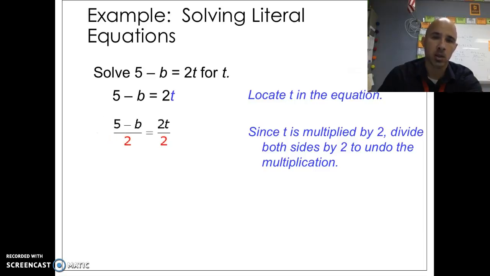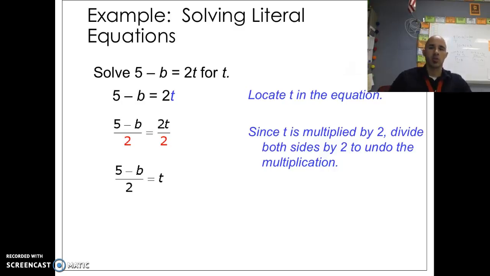So one side, you have (5 minus b) over 2, and then the other side is the 2 divided by 2, which gives you the 1t. And your final answer is (5 minus b) over 2. All right. Any questions so far? We did several problems already in class. If you have any questions, please communicate that to me, or you can go on Khan Academy. You could talk to any math teachers as well.